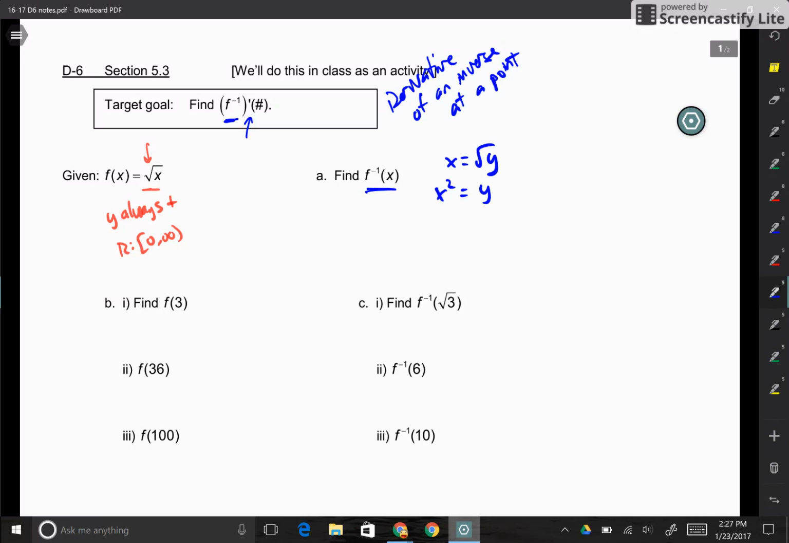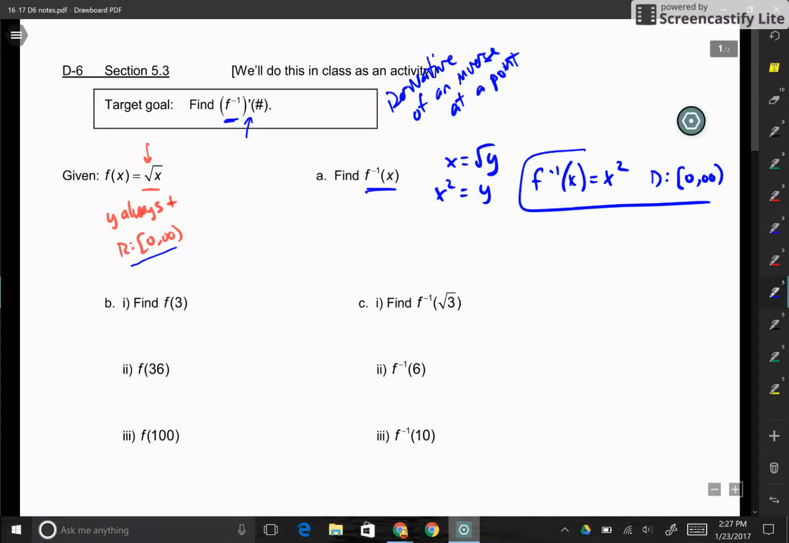Well, what's the domain we're going to use? Since the range of the original is 0 to infinity, that must mean our inverse function is x squared, but we're going to use the domain of 0 to infinity. We're only going to use the positive values because of the range of that original function. Okay, so here's my inverse. We know we're only using positive x values.